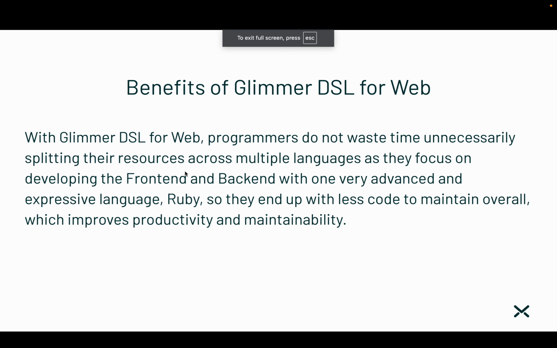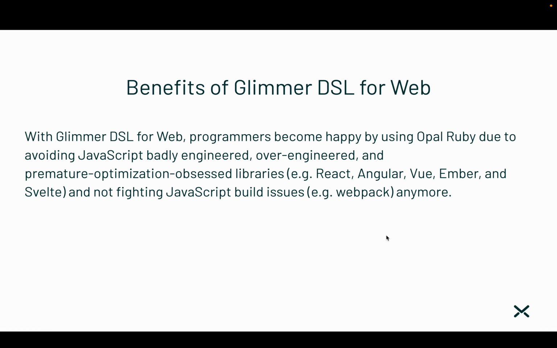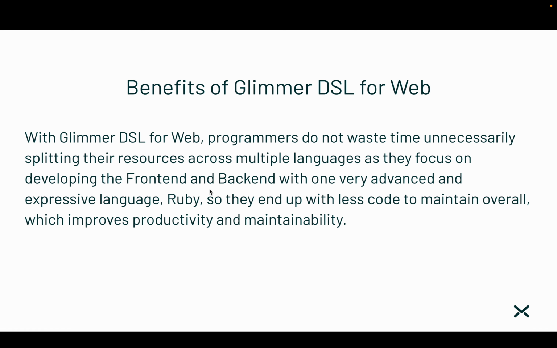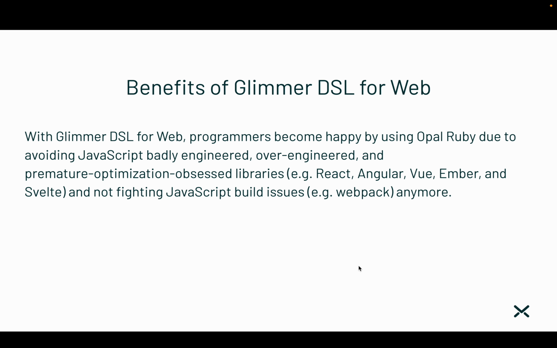So to summarize the benefits of Glimmer DSL for web, programmers don't have to waste time unnecessarily splitting resources between multiple languages like JavaScript, HTML, CSS, Ruby. If you can write all the code in one language, you could be a lot more productive. That's been confirmed in my experience. But at the same time, if you need to support CSS externally, it's also possible. So you have the best of both worlds here.